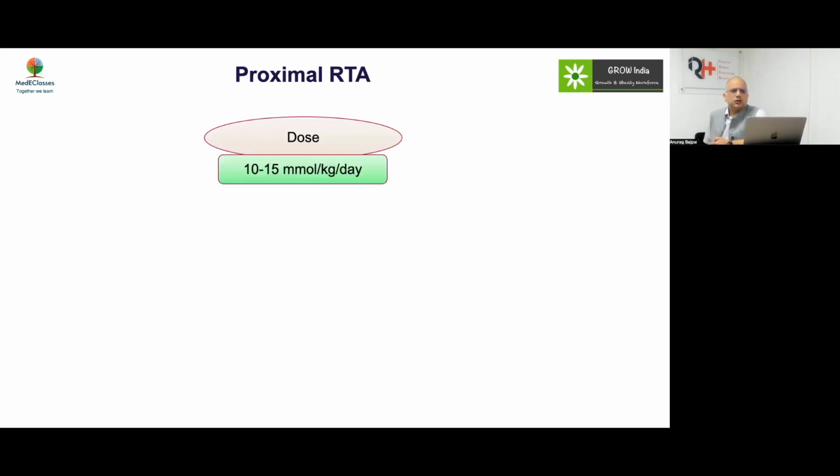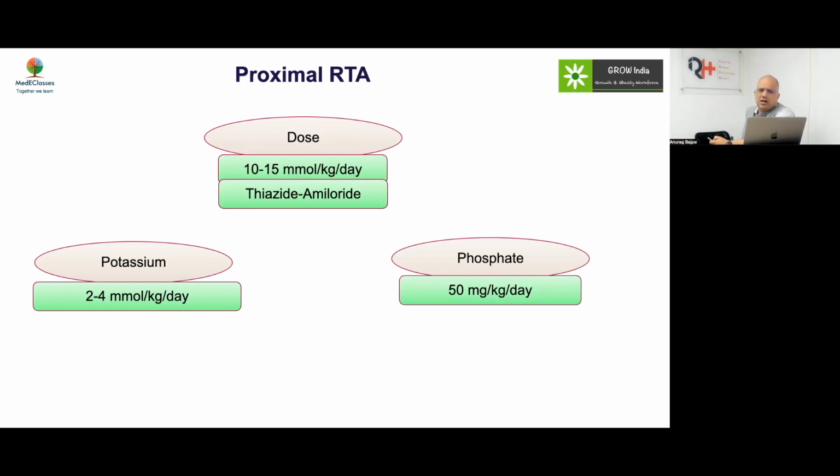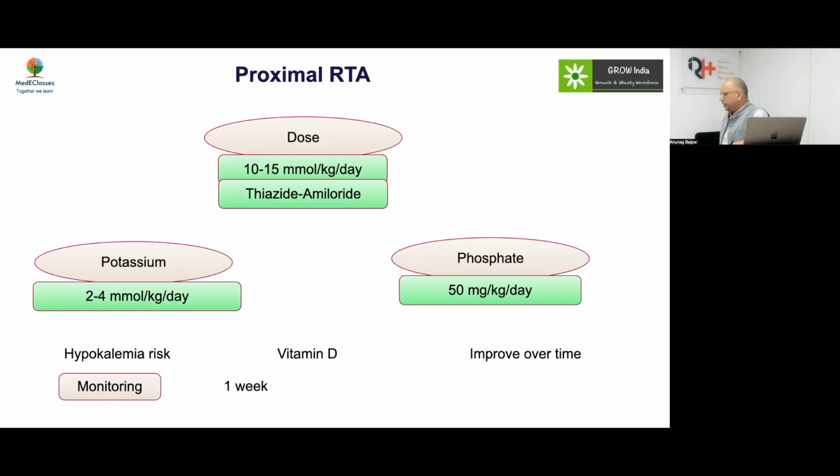Potassium may worsen. So you start at around 10 to 15 millimoles per kg per day. Sometimes adding a thiazide and an amiloride may help in this regard. It reduces your bicarbonate requirement. Potassium, you have to start. While in distal RTA, often you may give potassium to begin with, and then you can take it off. And phosphorus supplement, as I said, at a high dose is required from that regard. There is a risk of hypokalemia, and you may need to give vitamin D, and the condition improves over time. You have to monitor after a week, maintain bicarbonate level more than 22, and then monitor 3 monthly.